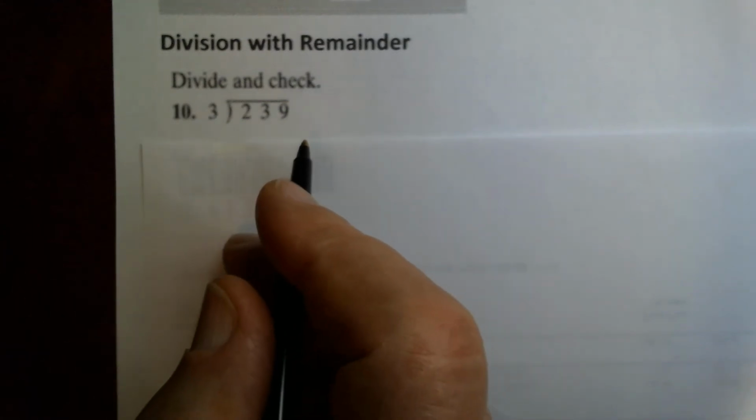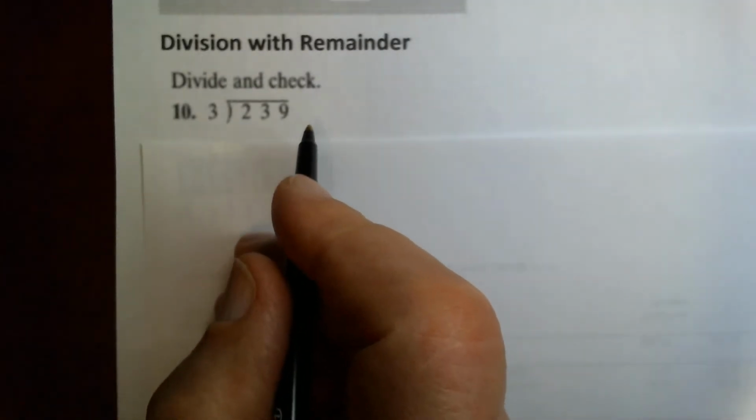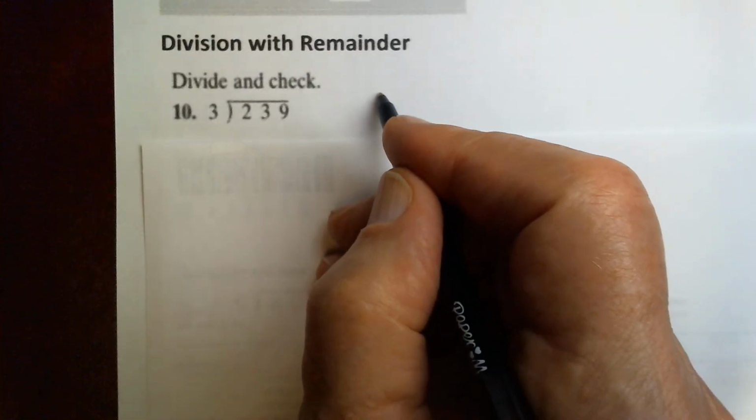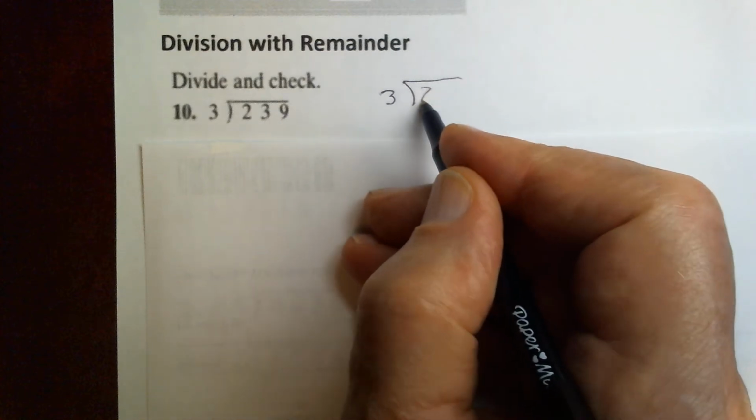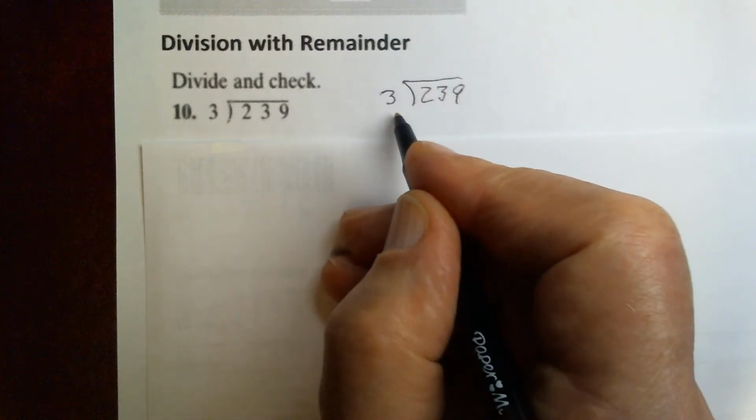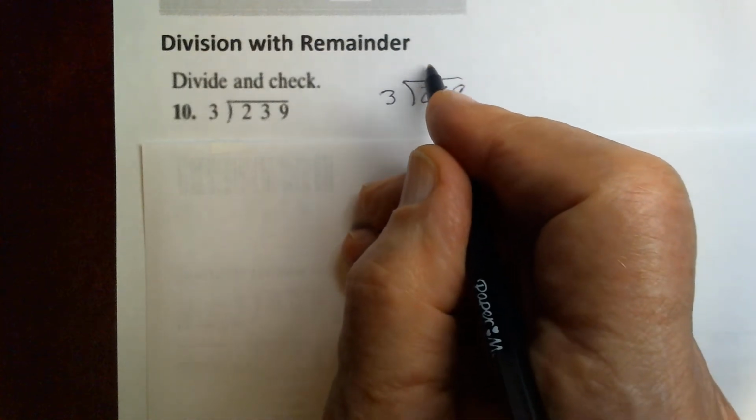Here are some exercises for division with remainder. So 3 divided into 239. Let's rewrite that over here. 3 divided into 239. So 3 goes into 23 7 times.